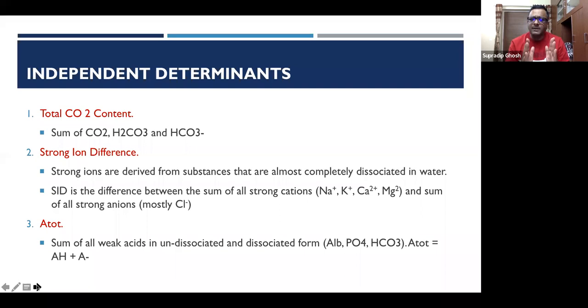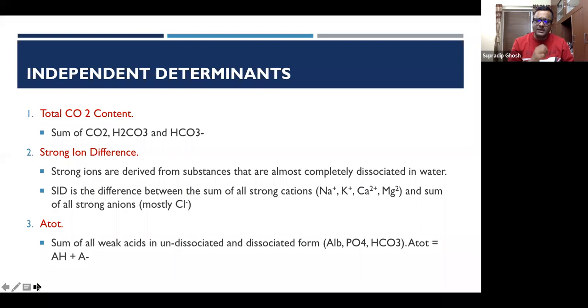It says there are only three independent determinants of pH. The first determinant is something called total CO2 content. Total CO2 content is nothing but a sum of carbon dioxide, H2CO3, and bicarbonate. But for all practical purposes, it is nothing but the carbon dioxide, the PaCO2. So the first component which determines the pH independently is, of course, the respiratory component, that is total CO2. The second component, which is the most important component for metabolic acid-base disorders, is called strong ion difference.